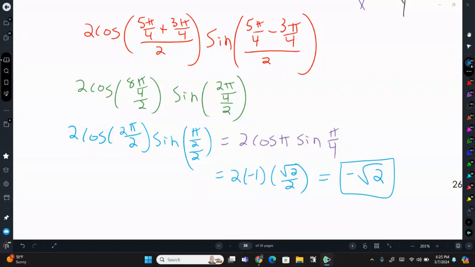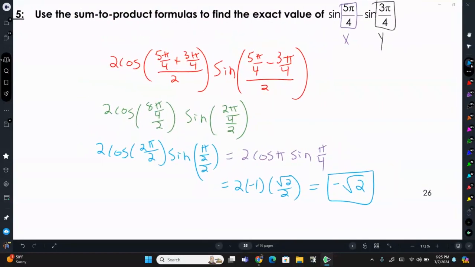Now, this is just a tool that you can use. Personally, what I would have done for this problem is just figured out what the sine of 5 pi over 4 was on the unit circle, and then sine of 3 pi over 4 on the unit circle, and then subtracted them, and we would have gotten our answer, in my opinion, a lot quicker. But this tool is useful for us when we have angles that aren't on the unit circle. So that's why I decided to do it this way, to show you the formula, but to show you the formula using angles we know already.